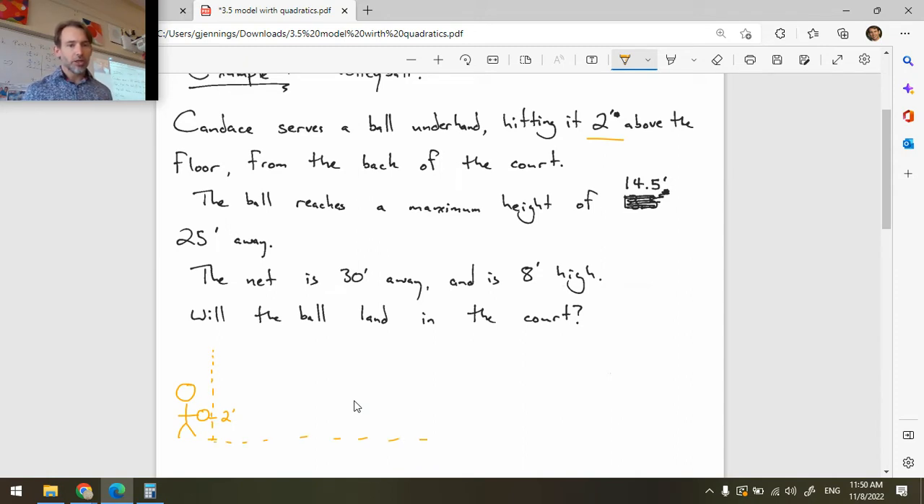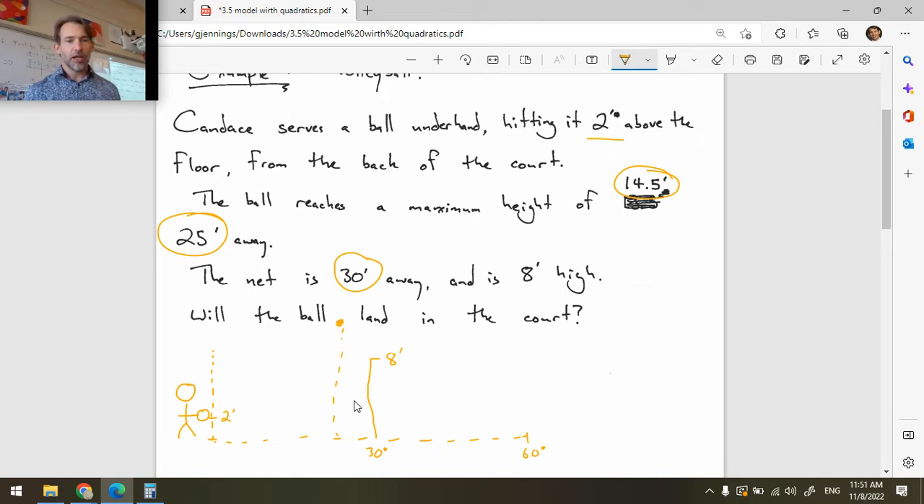A volleyball court is, well, if the net is 30 feet away, we better put the net on. It's 8 feet tall. So here we'll call this the net, 8 feet, and that's at 30 feet away. And so the whole court, a volleyball court, is 60 feet long. So there we go. And now we know that her volleyball goes to a maximum height of 14 and a half feet, 25 feet away. So that would be like this up here.